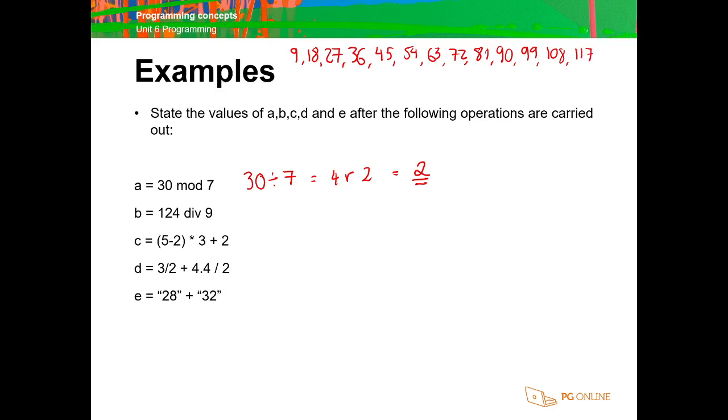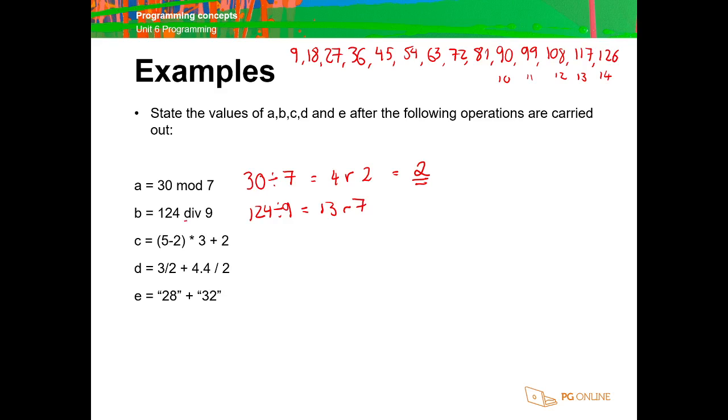117, and then 126. So that's 10 nines, that's 11, that's 12, that's 13, that's 14. So how many times does 9 fit into 124? 124 divided by 9 is equal to 13. What's our remainder? 124 take away 117, so the remainder is 7.